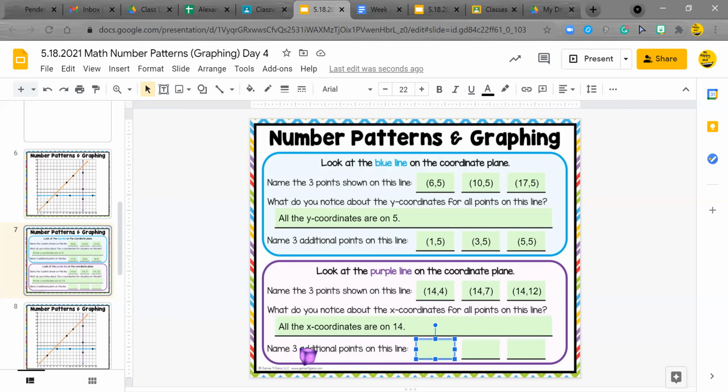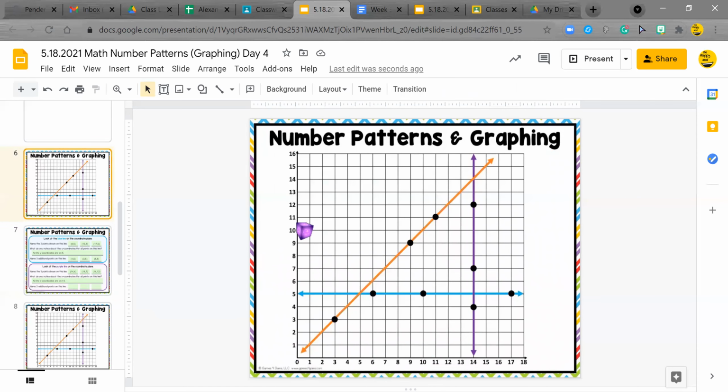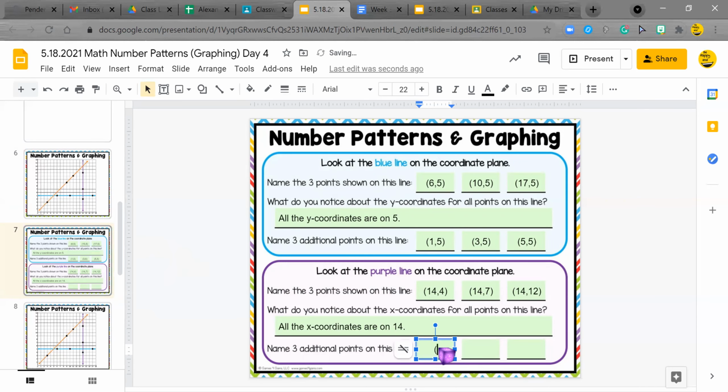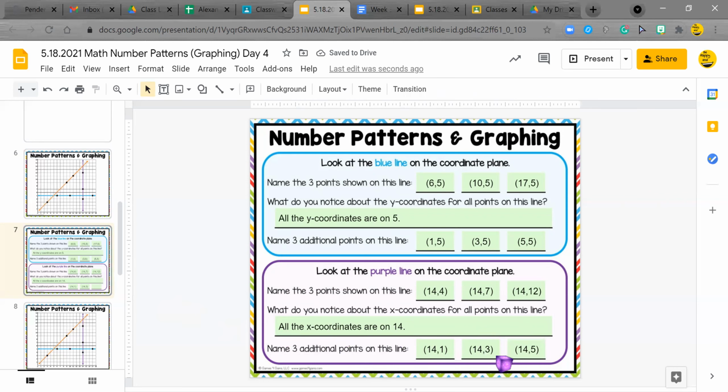So now we have to name 3 additional points on this line. And again, we have 0 to 16. See that? So I'm going to do this. 14, 1. 14, 3. And 14, 5. As long as it's on the 14, I'm good. And I just decided to keep the same numbers I used up here.